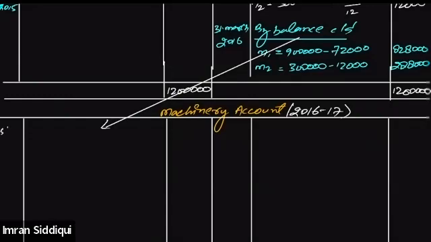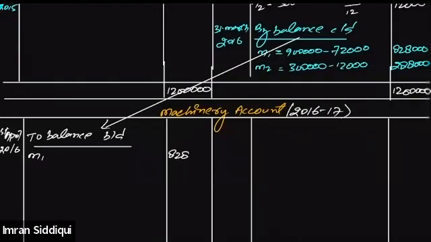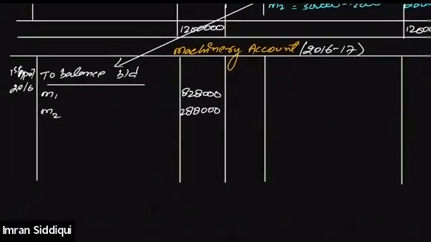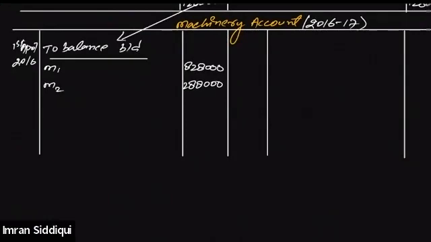We'll write this first on 1st of April 2016, opening balance of the next year, to balance b/d. For M1 the opening balance is 8,28,000 and for M2, machine 2, it is 2,88,000. Got it, everyone? I hope this is clear, everybody.